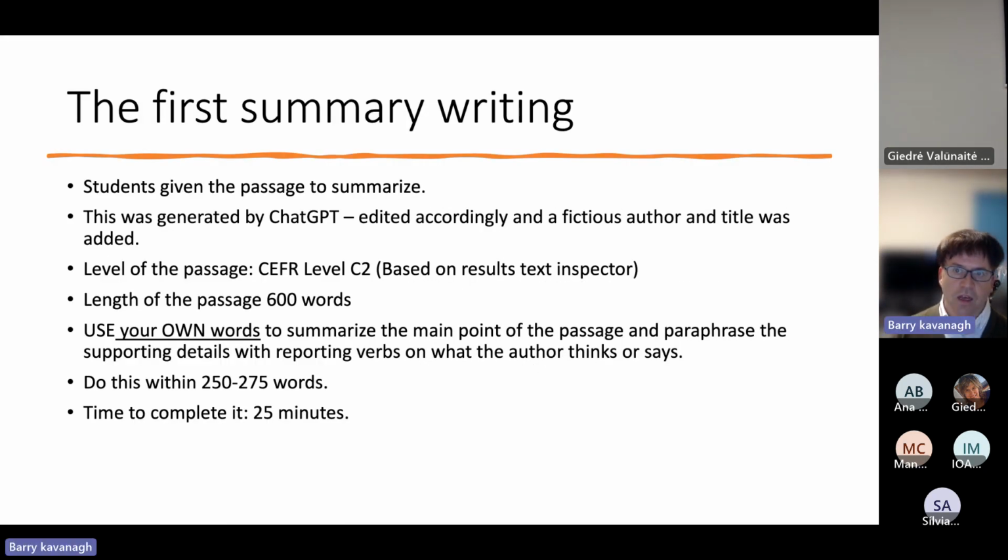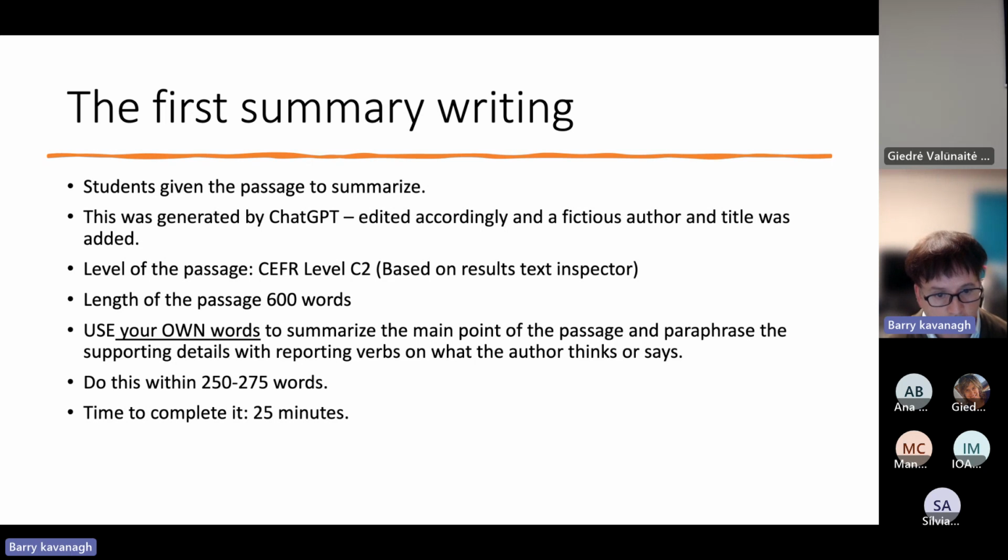Then when we did this experiment, I gave the students a passage to summarize. This was generated by ChatGPT. Of course, you need to be very careful. You need to fact check it. You need to check it for level and suitability. So I did that and I edited it, and then I attached a fictitious author to it and a title as well. The level of the passage was about level C2 on the CEFR scale, and the length of the passage which I used was 600 words.